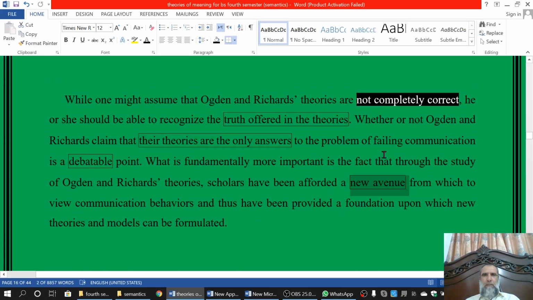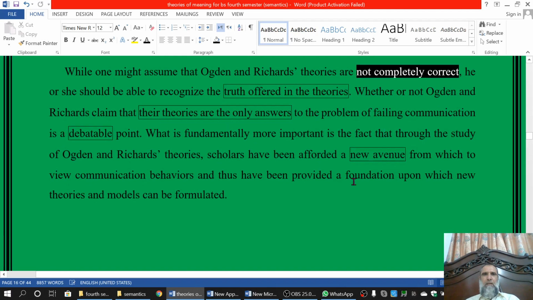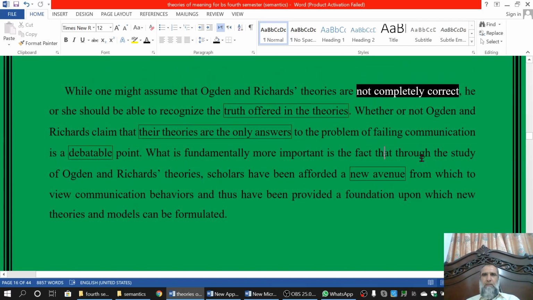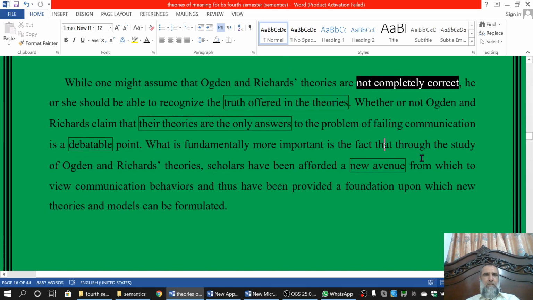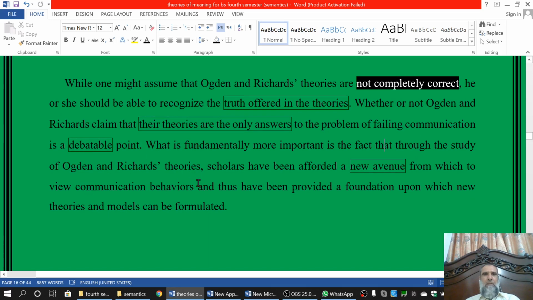In this concluding paragraph, we learn that though some critics might believe that this theory by Ogden and Richards is not completely correct, there is truth offered in these theories, and of course their theories are not the only answers. There can be other answers, and they at least have opened a new avenue in order to find out what those answers could be, and the initiation is done by Ogden and Richards.